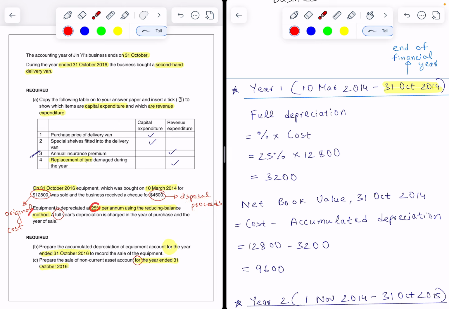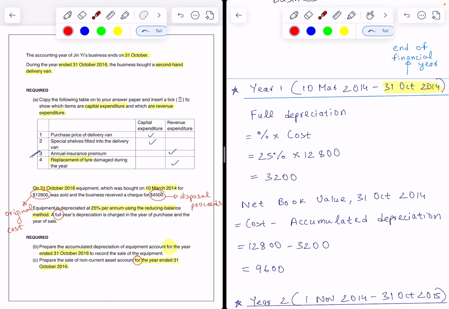Equipment is depreciated at 25% per annum using the reducing balance method. A full year's depreciation is charged in the year of purchase and also the year of sale. Now, the requirement is mainly to prepare the accumulated depreciation account for the year ended 31st of October 2016.